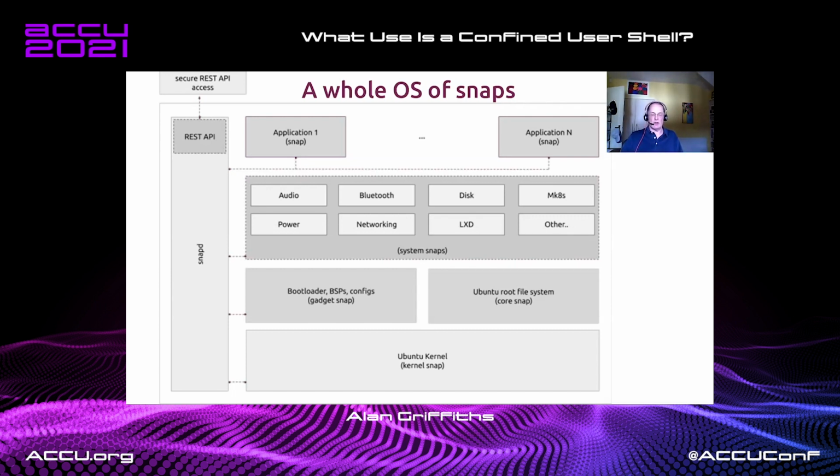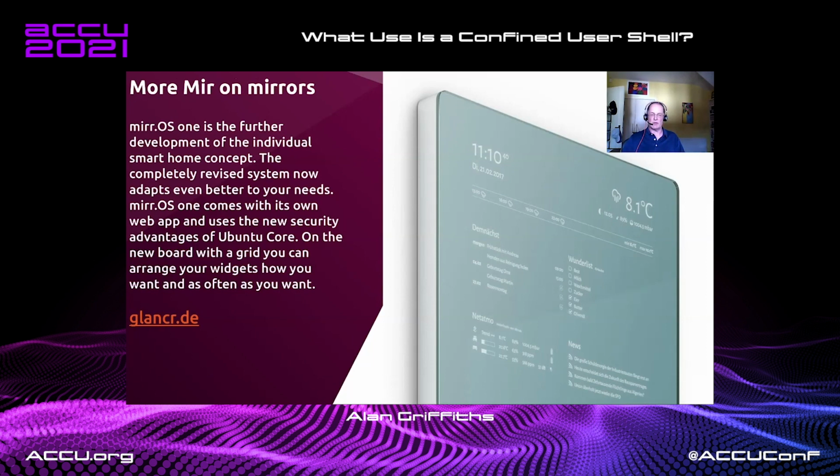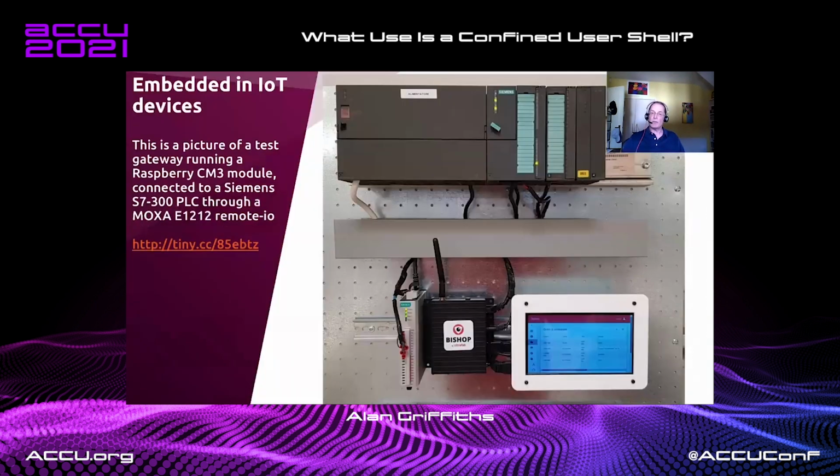So this combination of Ubuntu Core and Mir and applications that use Wayland to access mir-kiosk are used in a number of organizations. There's a California-based system that's doing a training mirror with personal exercise machines embedded into it. There's a company in Germany using it to produce information displays, again, on mirrors. And it's also used in embedded environments for process control.